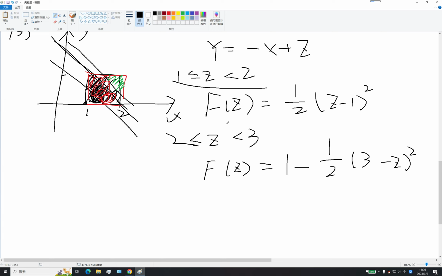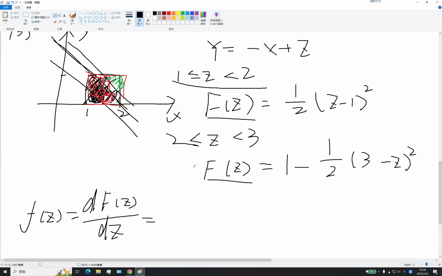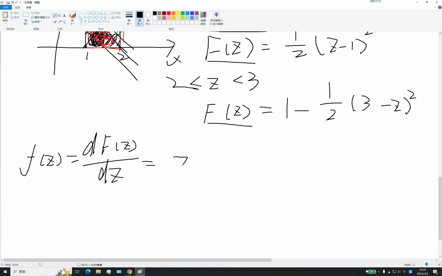And once we have the big F_Z, now we can get the small f_Z, which is dF_Z over dz. It is z minus 1 when Z is between 1 and 2, and it is 3 minus z when Z is between 2 and 3.